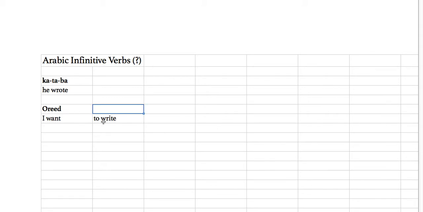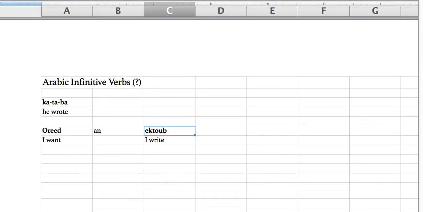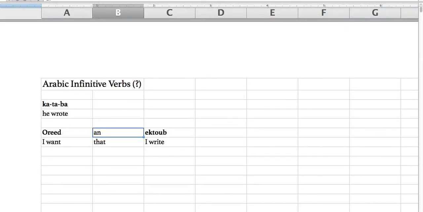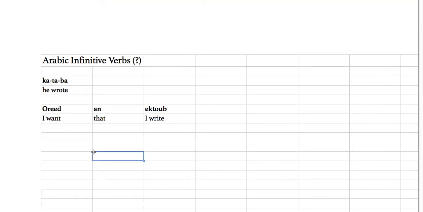What you do say, Ivor and everyone else, is here's what you do. You put an there, and then you take that same verb and you put it back in the present tense for I. So literally ektub, for example, ektub means I write, and if you say orid an ektub, it means I want that I write. So if you're a grammar person, this would be in the subjunctive mood, if you like. This would be indicative, this would be subjunctive. If that doesn't make sense, don't worry about it. You don't need to know, but that is the case.